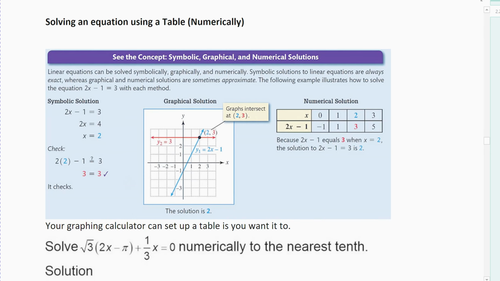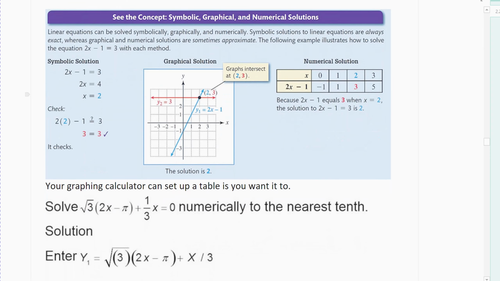Okay, so we're going to solve with a numerical table. I'm just going to show you an example. Numerical tables are really there to help you get your window so that you can solve graphically. There are three different ways that you can come at a problem, solving an equation.